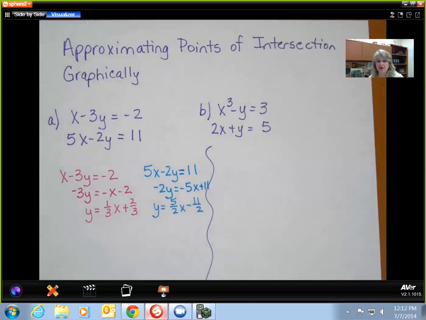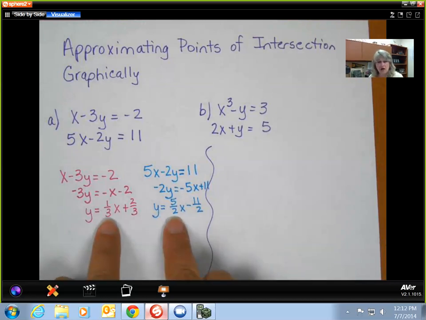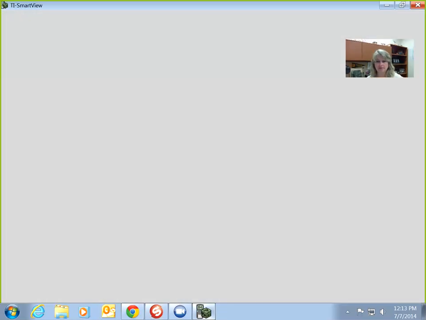We're going to find the point of intersection. I know that we're going to have a solution because notice the slope on both of these lines are different. When you have different slopes, those two lines are going in different directions. They have to intersect somewhere. So let's get our calculator.